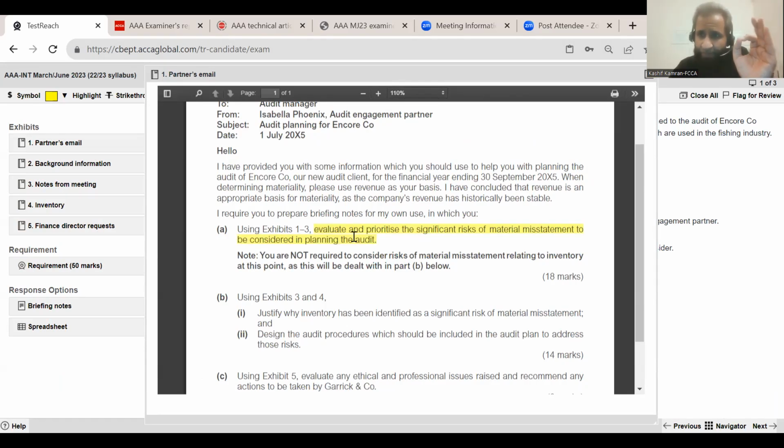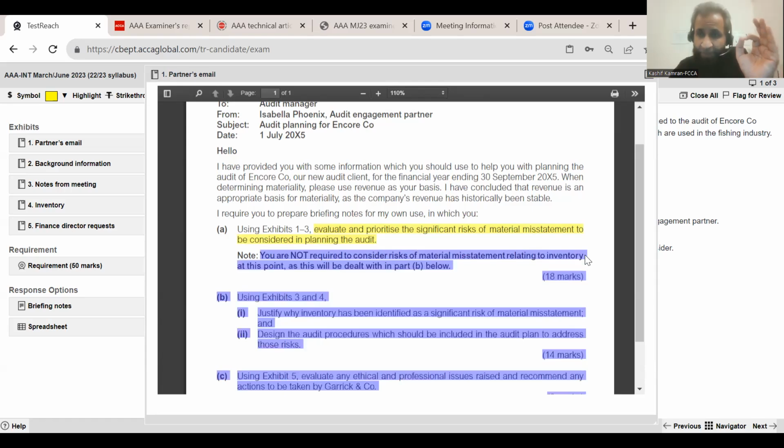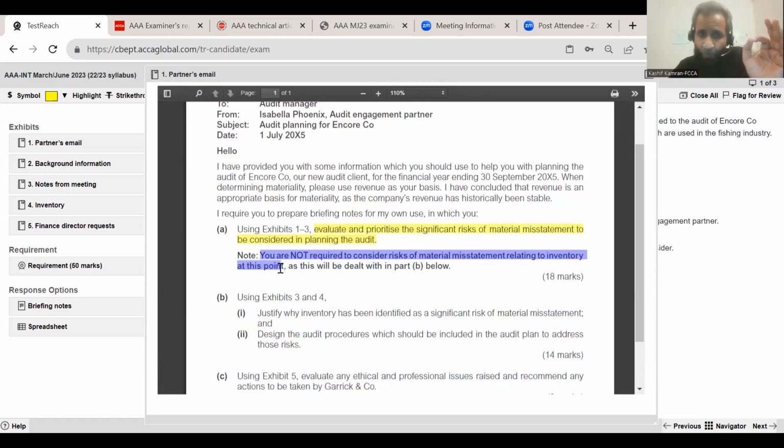In the first requirement, where you need to evaluate and prioritize the significant ROM, the examiner is saying you are not required to consider the risk of material misstatement relating to inventory at this point, as this is dealt with in part B below. So the examiner is saying that when you're identifying the significant ROM, don't identify inventory as a significant ROM, because you need to deal with it in the B part of the requirement.